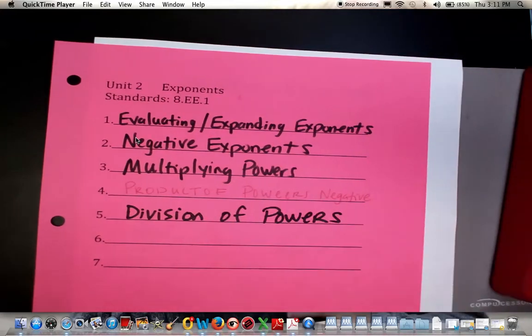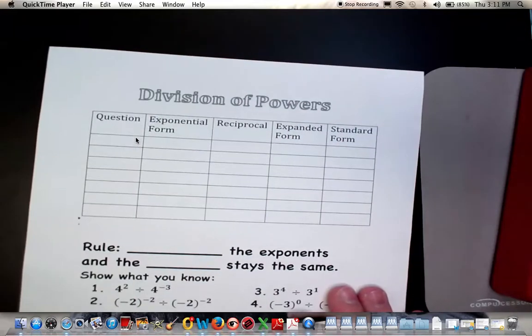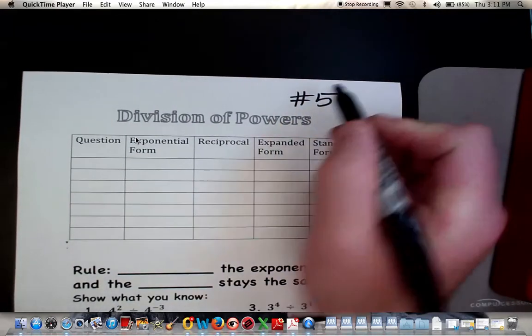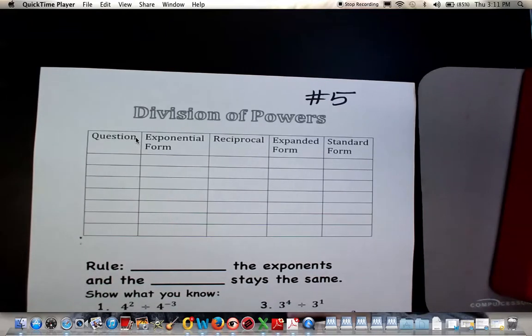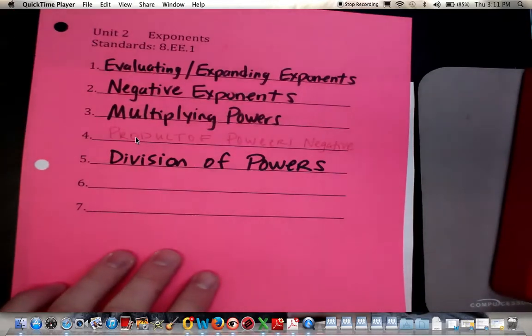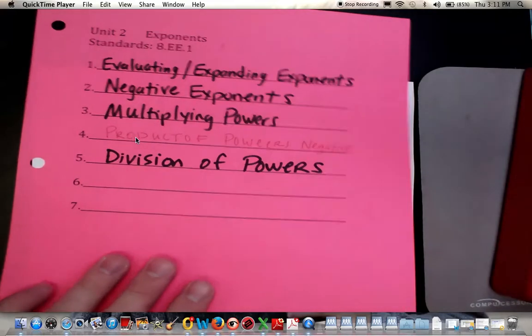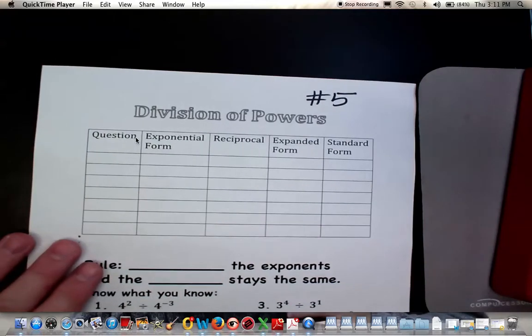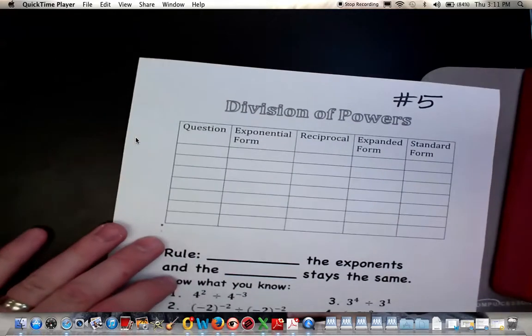These are your number 5 notes. So obviously on here, since these are division of powers, these are going to be number 5. We're going to put them right behind number 4. So this is what we should have on our table of contents, number 5, division of powers. And we're going to put a number 5 up there on the top, because we know that this is notes number 5, division of powers.